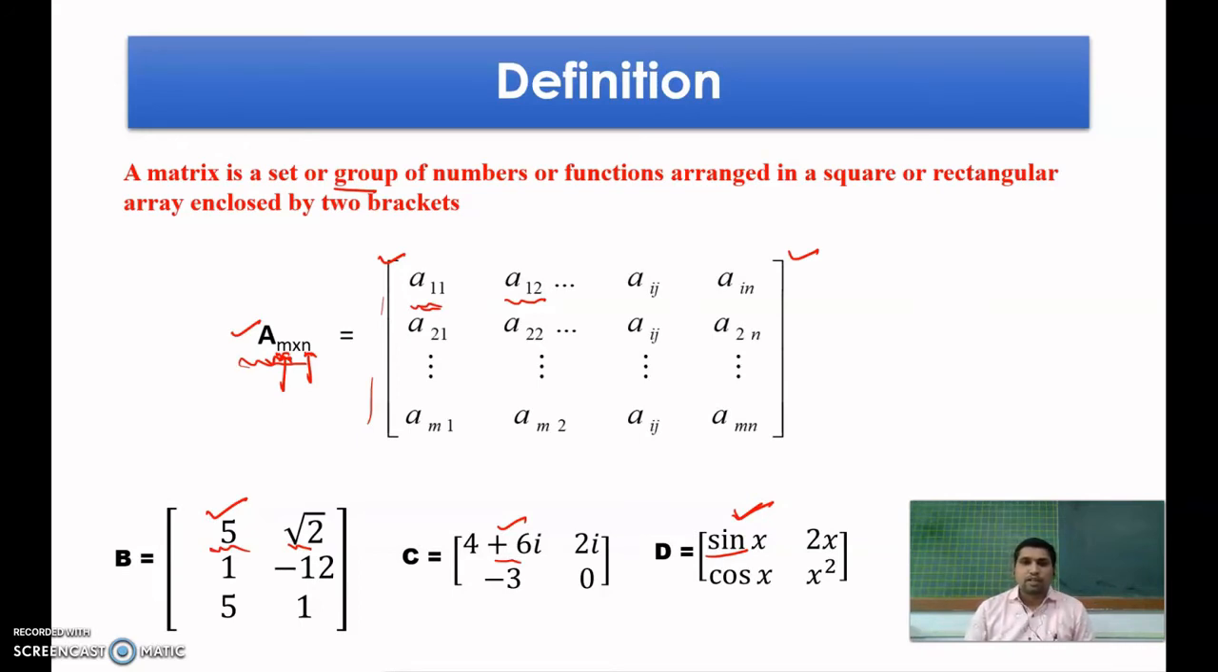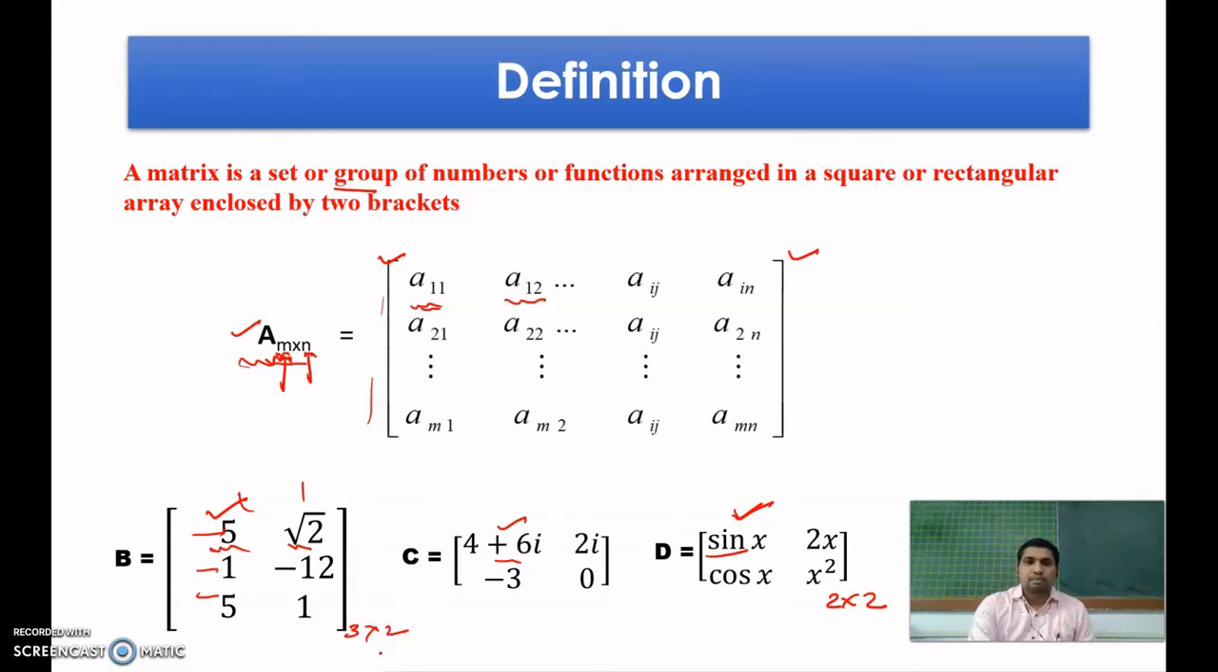It depends upon how many rows and columns are in your matrix. If the numbers of rows and columns are the same, here there are two rows and two columns, so it is a square array. And here the numbers of rows and columns are different: rows are 3 and columns are 2, so it looks like a rectangular array. So that is the definition of a matrix and some examples.